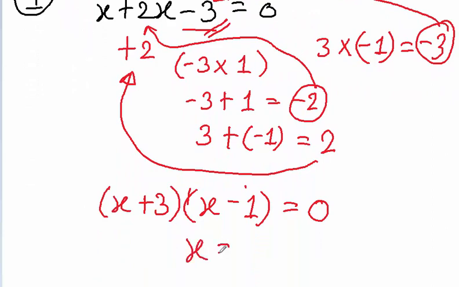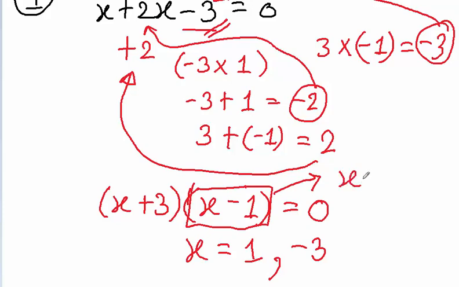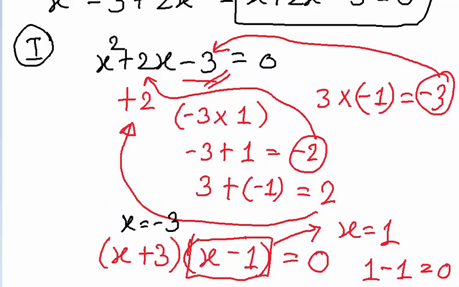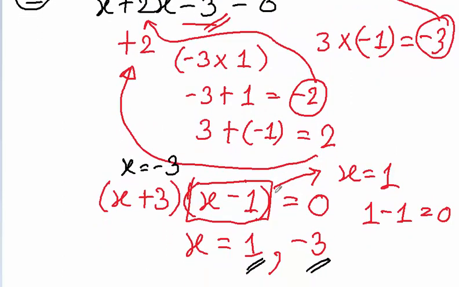Okay, that means x is going to be equal to 1 and minus 3. Because two numbers multiplied with each other to become 0, that means x minus 1 should be 0. If this one is 0, that means x equal to 1, right? Because 1 minus 1 equals 0. And this one as well. If x plus 3 equals 0, that means x must equal minus 3. So this is the easiest way to find the factors that multiply each other and become 0.